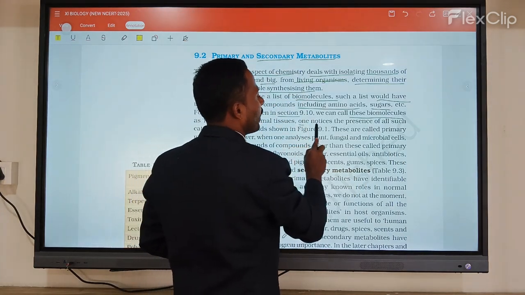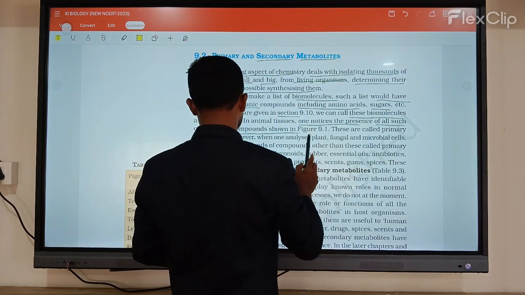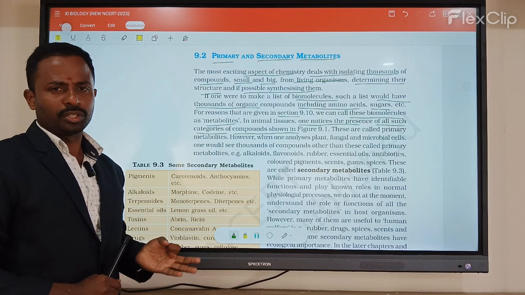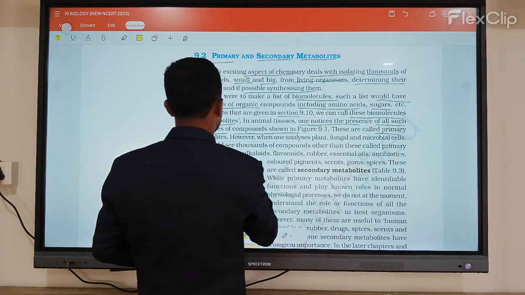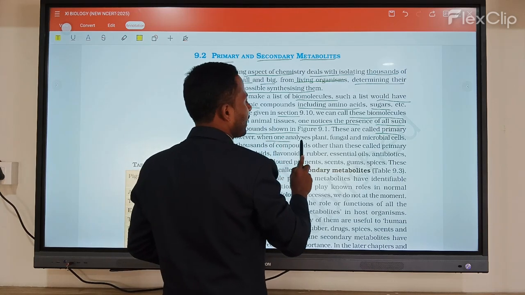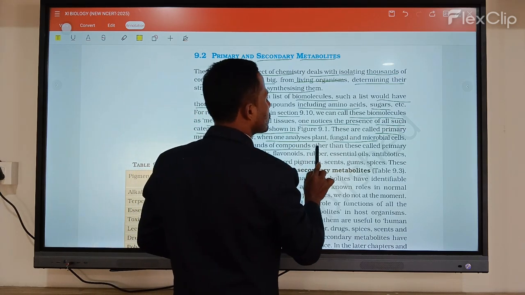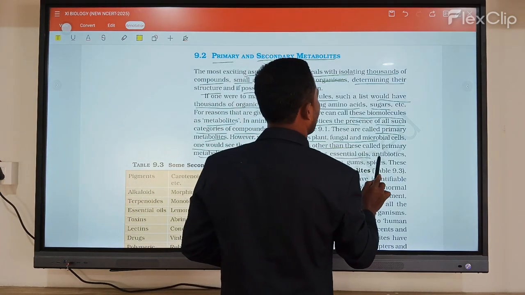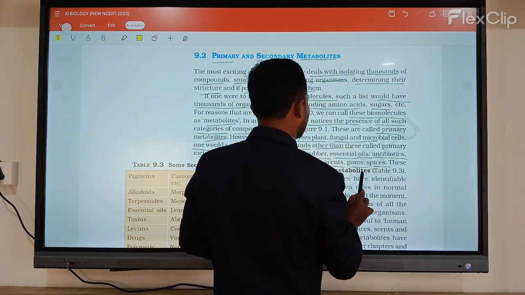In animal tissue, one notices the presence of compounds categorized as shown in Figure 9.1, like calcium, sodium, magnesium; these are elements. These are called primary metabolites. When one analyzes plant, fungal and microbial cells, one sees thousands of compounds like alkaloids, flavonoids, rubbers, essential oils, antibiotics, color pigments, scents, gums, spices. These are called secondary metabolites.